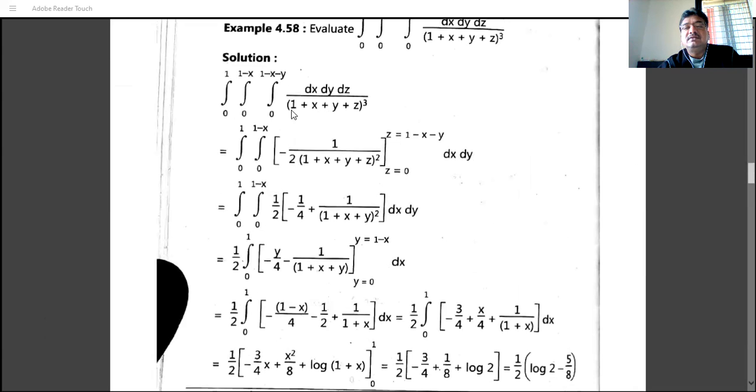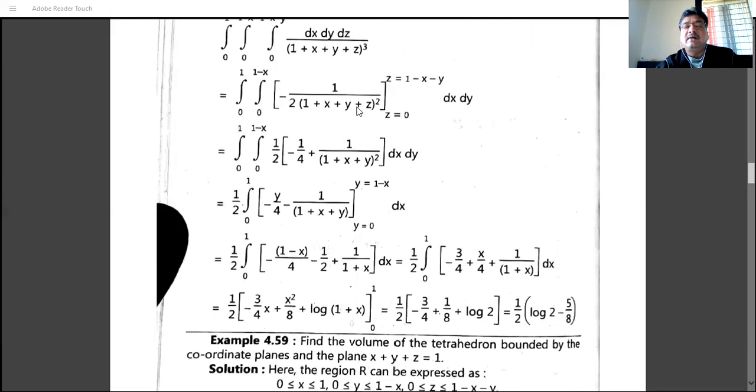And so here the integration is with respect to z, which means 1 plus x plus y are constant. So it is 1 plus x plus y plus z raised to minus 3. And its integration is what? 1 plus x plus y plus z raised to, minus 3 plus 1 means minus 2, divided by minus 2. And this bracket raised to minus 2 means 1 divided by this bracket raised to 2. And that is minus 1/2. Okay.